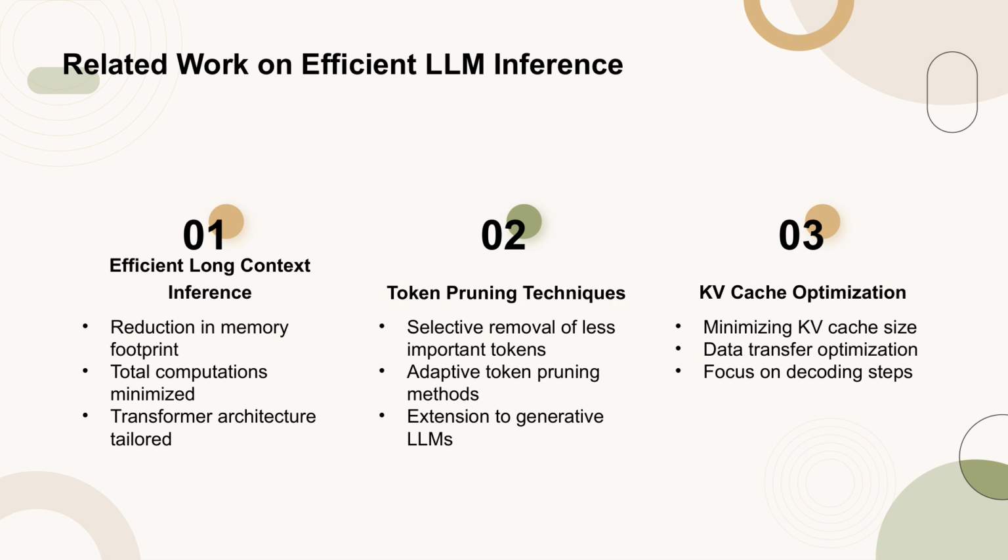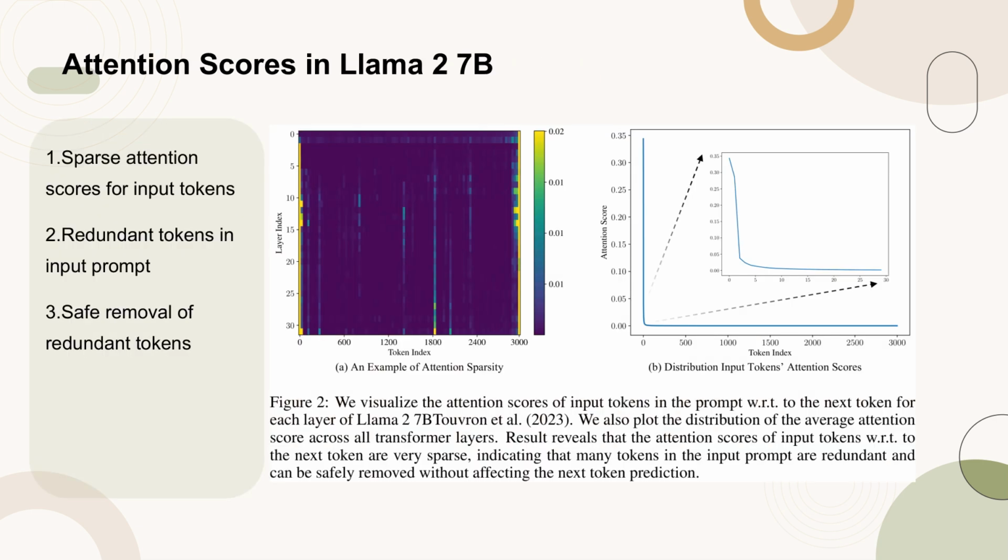Figure 2 illustrates the attention scores of input tokens in the prompt with respect to the next token for each layer of the Llama 2 7B model. The distribution of the average attention score across all transformer layers is also plotted. The results show that the attention scores of input tokens with respect to the next token are very sparse, indicating that many tokens in the input prompt are redundant and can be safely removed without affecting the next token prediction.